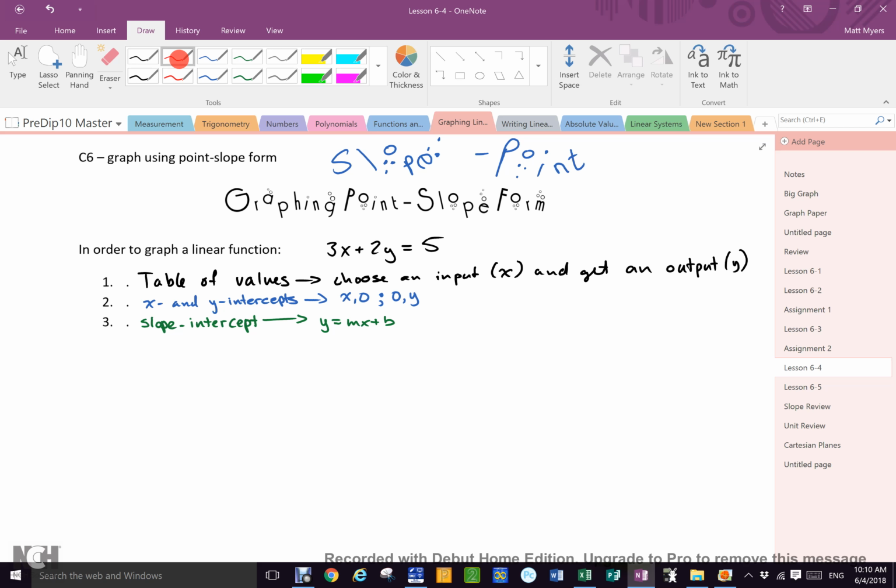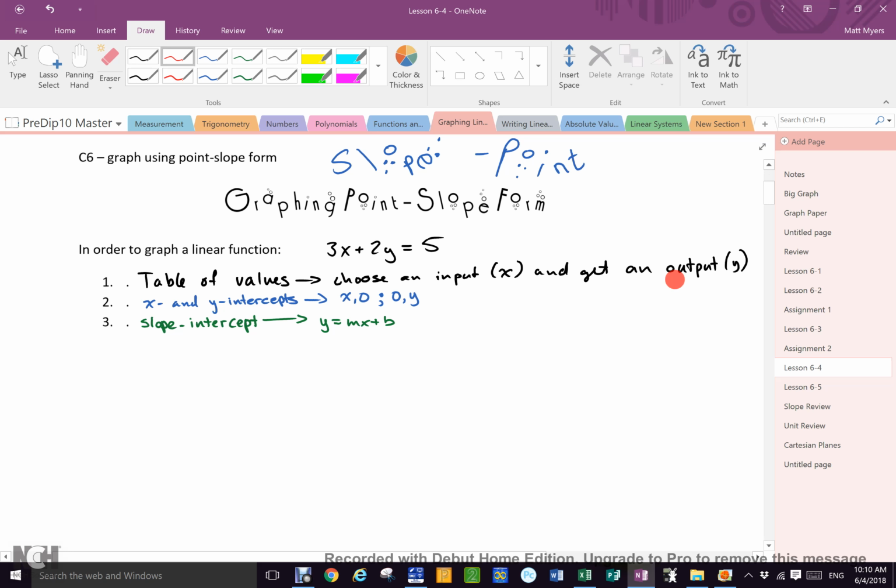How would we use it? You would choose an input and get an output. So choose an input of 1. 3 times 1 is 3. 2y plus 3 equals 5. Then you would subtract the 3 from both sides. 2y equals 2, y equals 1. And you would carry on.